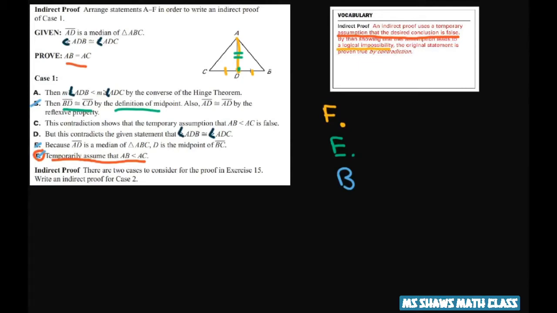And then you can do the measure of the angles. So that would be A. So we could say that angle ADB is less than angle ADC.